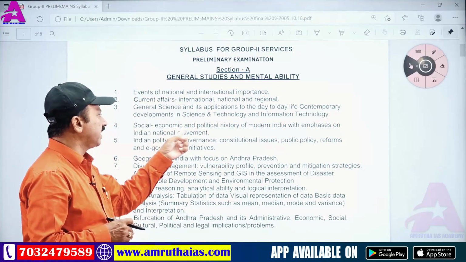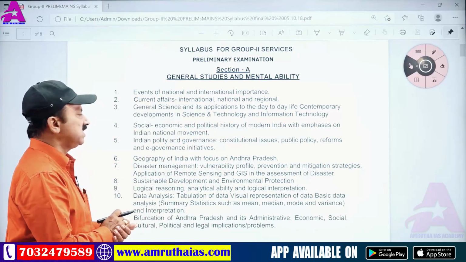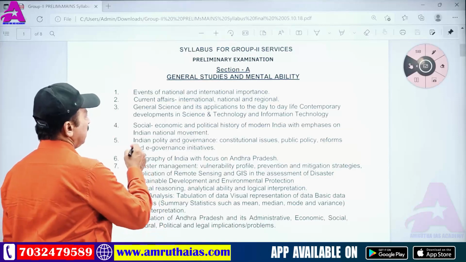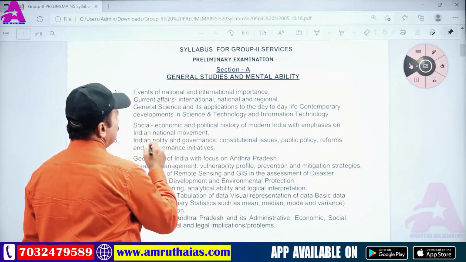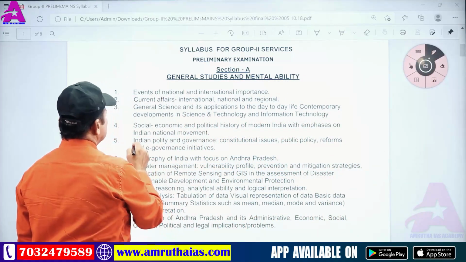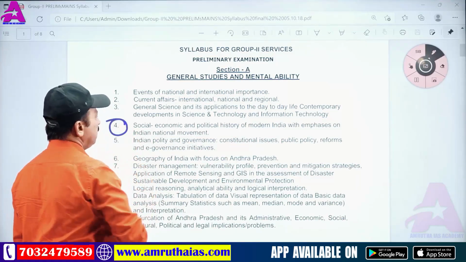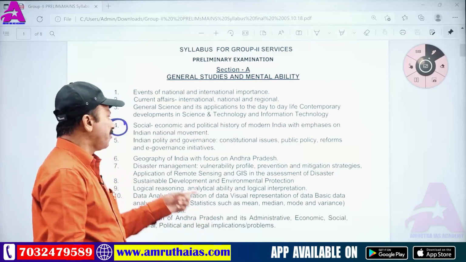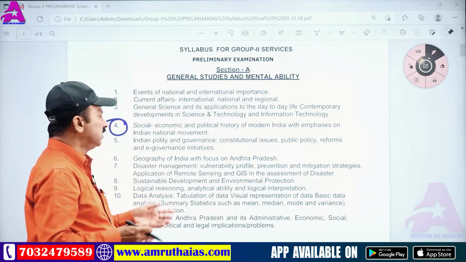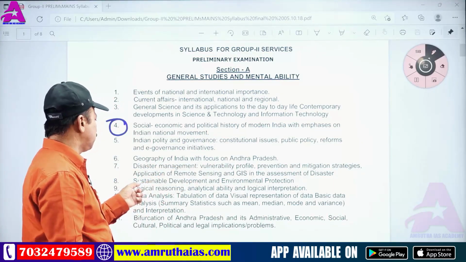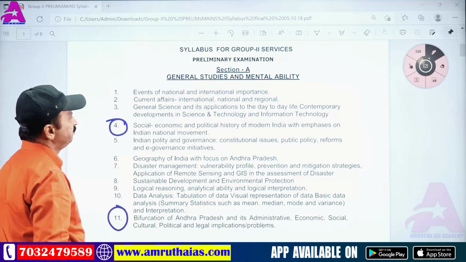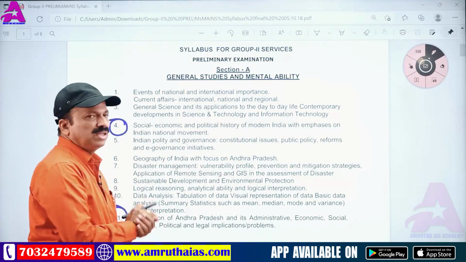Then social, economic and political history of modern India, with emphasis on the national movement. This is now available from AMRUTHA IAS Academy, socio-economic and political history. You can purchase this one now itself. Then Indian polity and governance, videos are going on and soon we are going to upload. Geography of India and Andhra Pradesh. Logical reasoning and analytical ability are not there. Bifurcation is also available, and that you also have to remember.